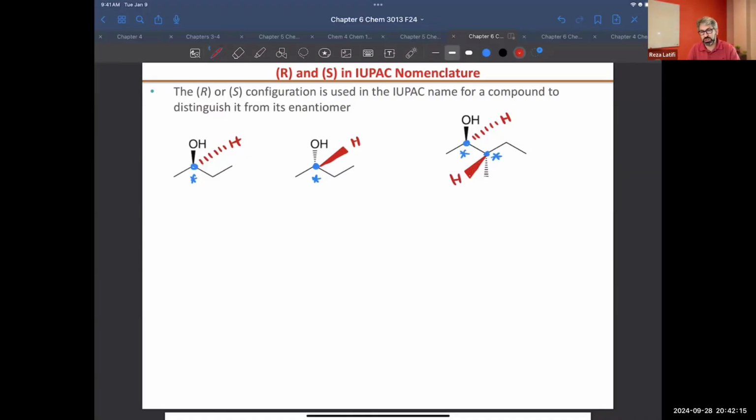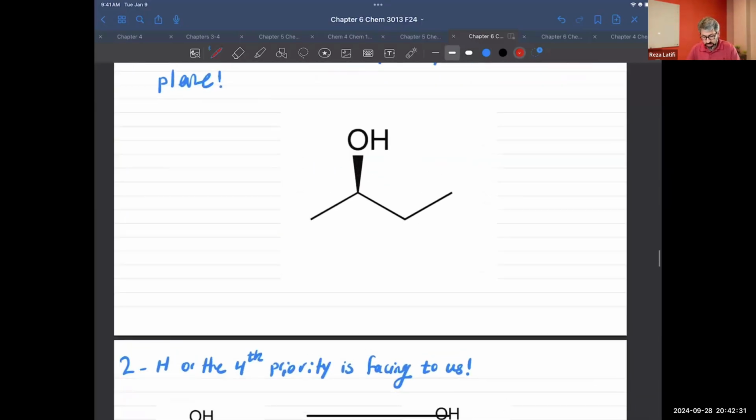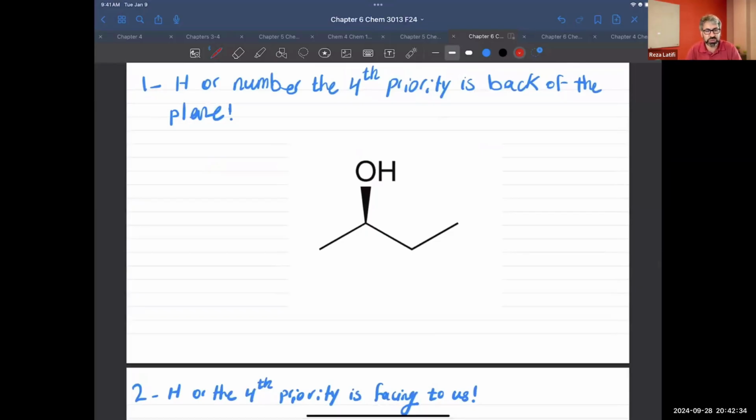Based on position of hydrogen, you will determine technically whether you're dealing with S or R configuration. Why do I say based on hydrogen? Because in most of the cases, hydrogen is going to have the lowest priority. Okay, let's go and review all possible scenarios. First one, I have a stereocenter, and where is hydrogen? Hydrogen is going to be back of the molecule.